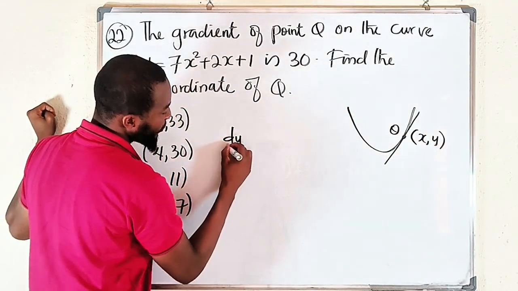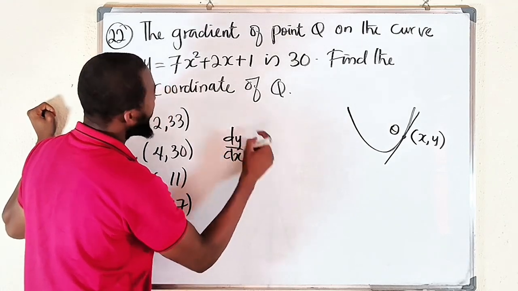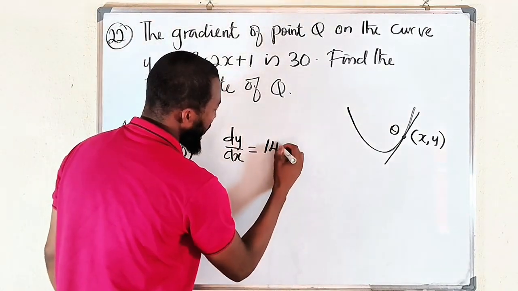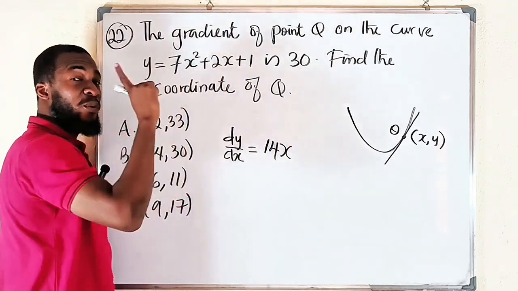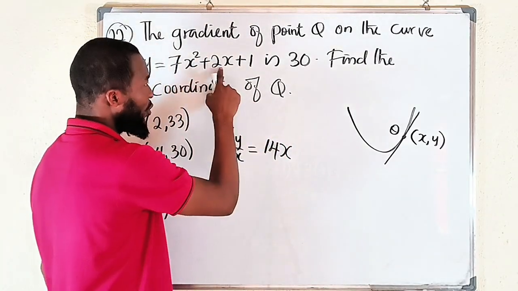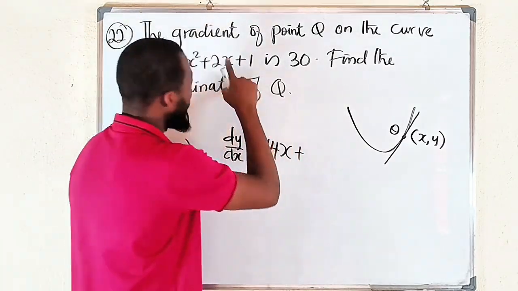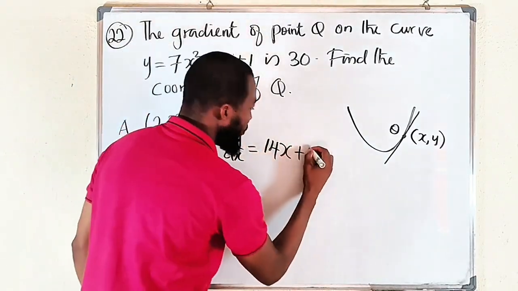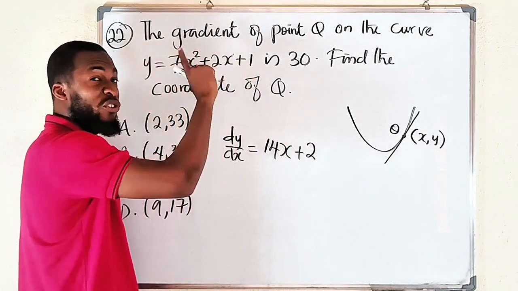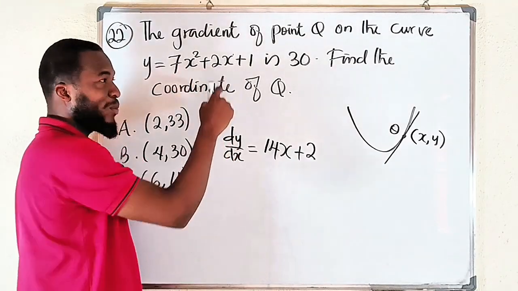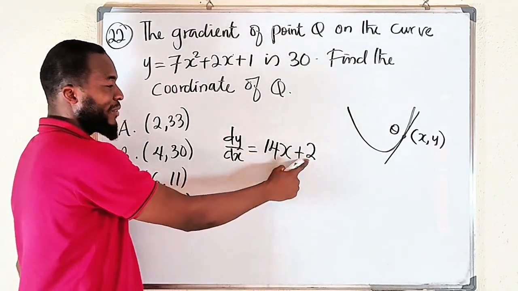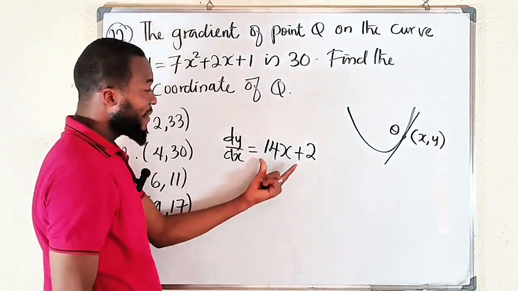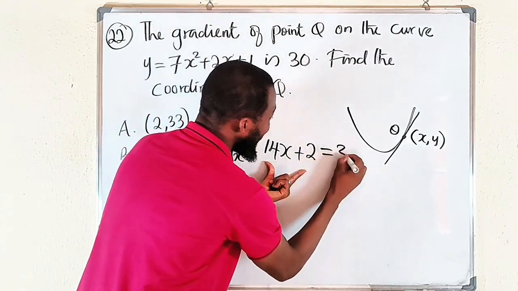dy over dx will be equal to, this 2 will drop down to multiply 7. You have 14x, reduce the exponent by 1. It becomes 1. You move to the next. This has naturally a power of 1. It will drop down and multiply 2. Then the power will reduce by 1. It becomes 0. x to the power of 0 is 1. So we only have 2. Derivative of constant is 0. So it means that the whole of this is equal to 30.